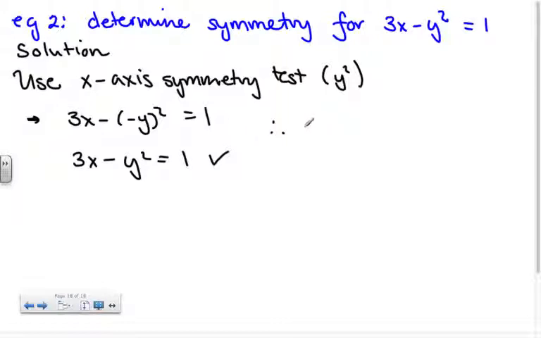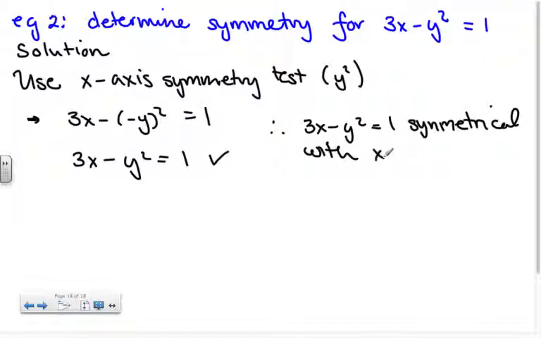Therefore we say 3x minus y squared equals 1 is symmetrical with the x-axis. Everybody follow the idea? We're just taking our negative y and we plug it in. Okay?